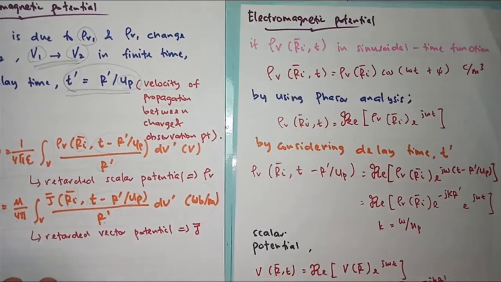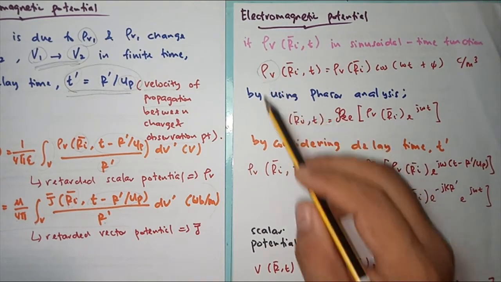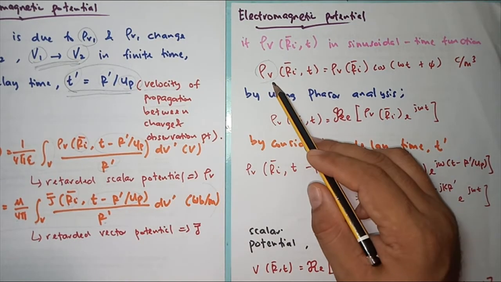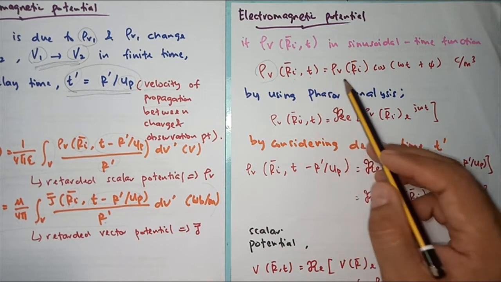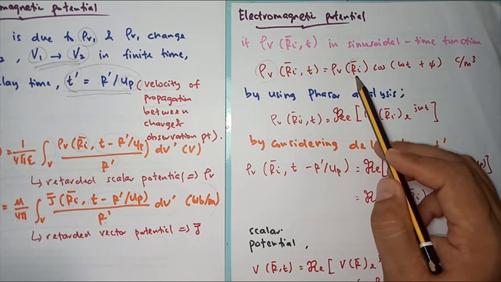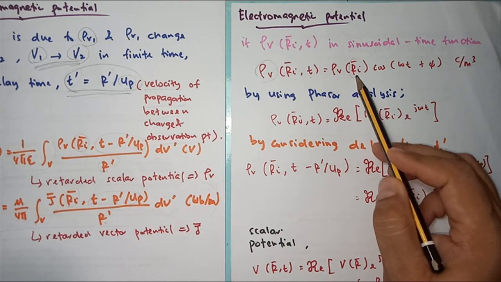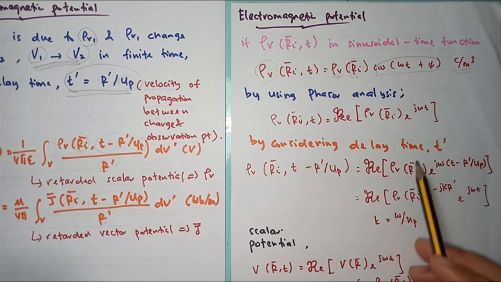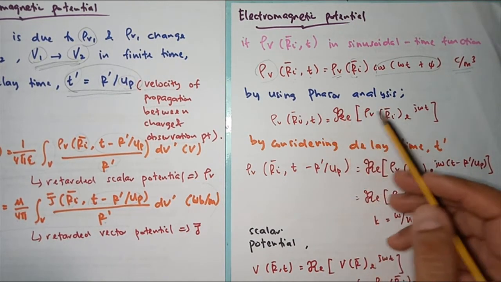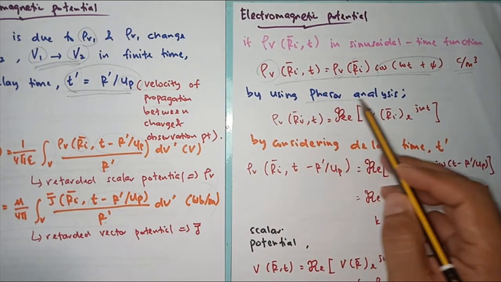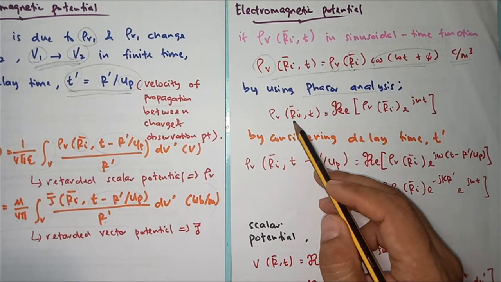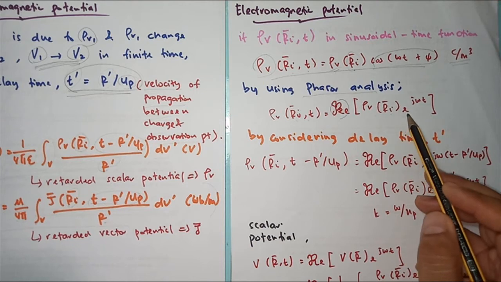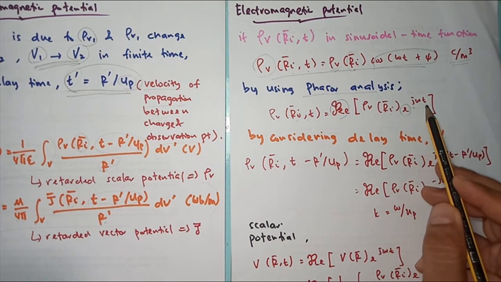And let's say our rho v here is expressed in a sinusoidal equation, whereas we have rho v of Ri, t equal to rho v of Ri, which represents the position vector for this charge, cos omega t plus phi, and its unit is coulomb per meter cubic. If we represent this expression using phasor analysis, then we will have rho v of Ri, t equal to the real value of rho v Ri exponential j omega t.